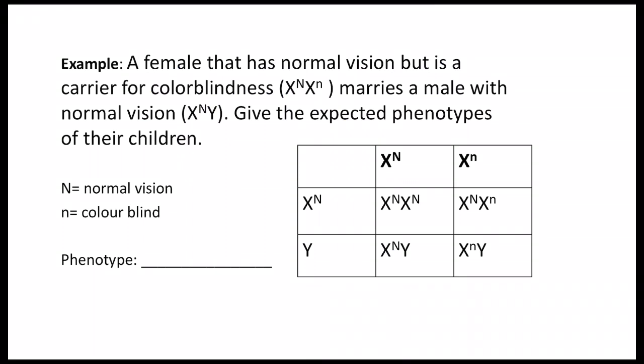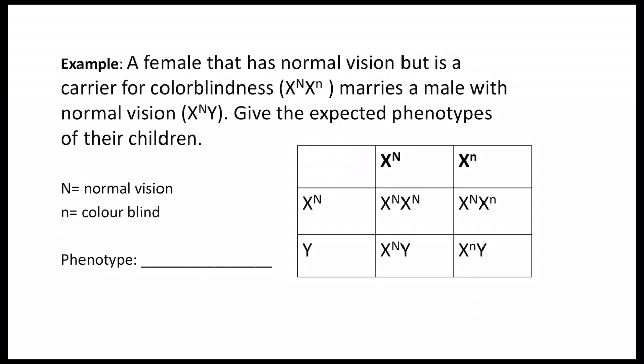Okay, so let's try an example here for color blindness. A female that has normal vision but is a carrier for color blindness, so she has a normal gene as well as carries the color blindness allele, marries a male with normal vision. So again, no colorblind allele present. Give the expected phenotypes of their children. We've just identified that capital N is normal vision, little n is colorblind. So if you're a female carrier, you obviously have two X's. One will have the normal vision allele, one will have the recessive colorblind allele.